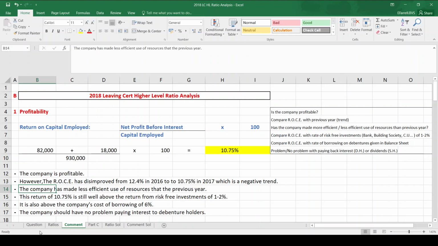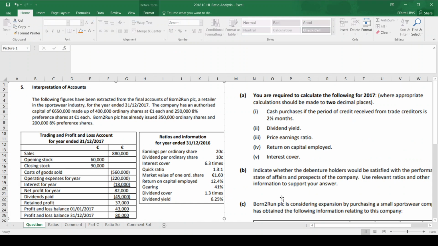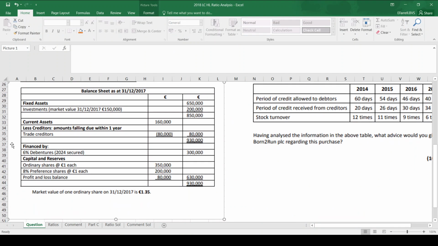We also compare it to the cost of borrowing on debentures, because there's no point borrowing money and paying a certain percentage on that and then earning a return less than that. So this company is borrowing money and they're paying 6% interest on it.